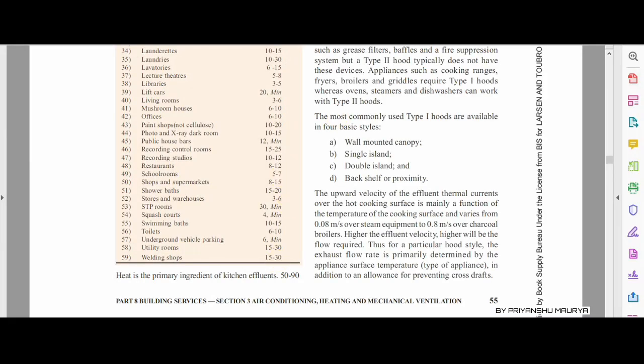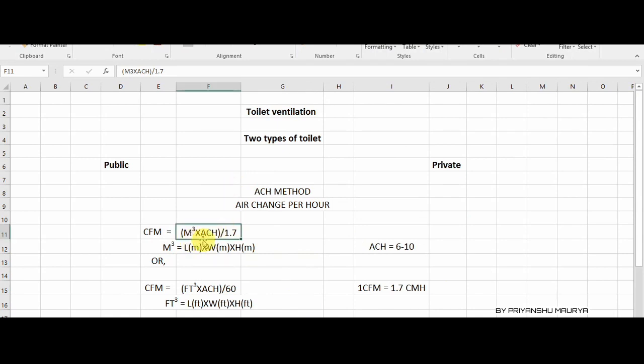Now see, 1.7 is the conversion factor, that 1 CFM is equal to 1.7 CMH. CMH is cubic meter per hour. CFM is cubic feet per minute. This is cubic meter per hour. So cubic meter into ACH, it will be cubic meter per hour. But what we required? CFM, cubic feet per minute. So divided by 1.7. So we will get CFM.